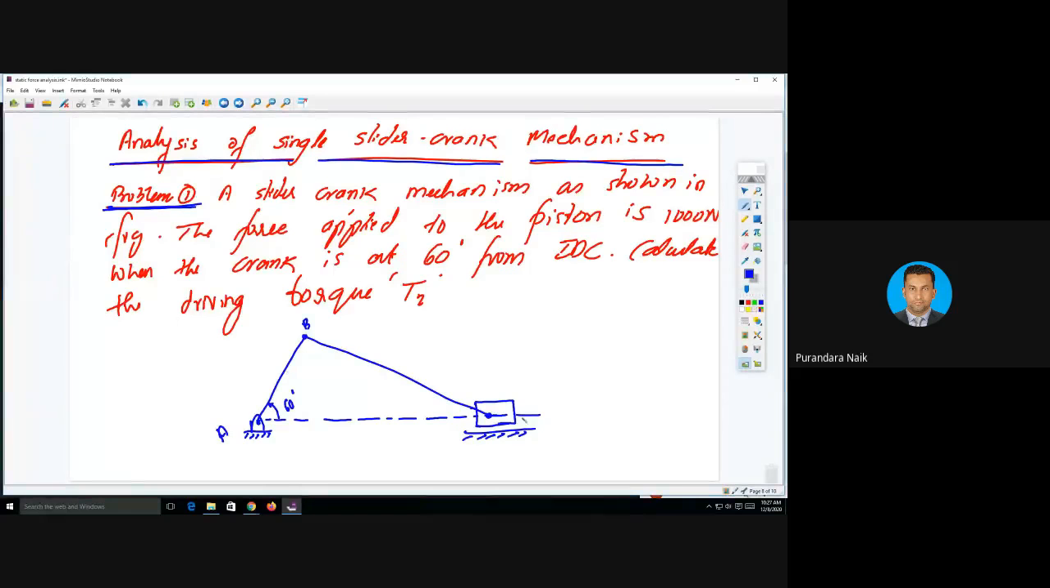The angle is 60 degrees, and the force applied on the slider is 1000 Newton. Okay, this point is C. Yeah, that's all. This much data is given, and we have a torque, I don't know the direction of torque, but it is given as T2, torque 2.